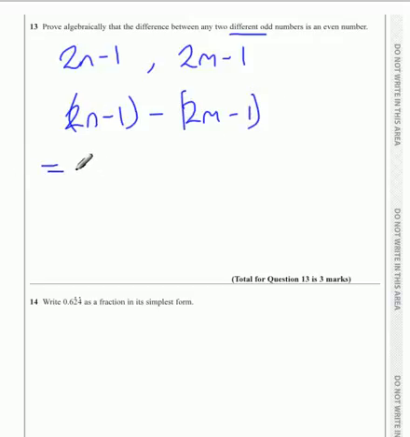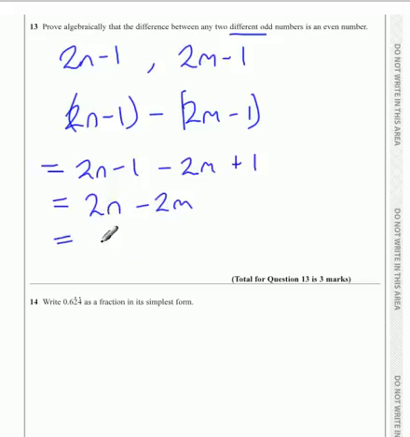So if we work this out, it's going to be 2n minus 1 minus 2m, and then a minus and a minus there is going to give us plus 1. So that gives us 2n minus 1 here, plus 1 is going to cancel out. So we get 2n minus 2m. Now we've got a 2 with both of these, so we can factorize that out, which is going to give us 2 brackets n minus m. And this has to be even because we've got a factor of 2.